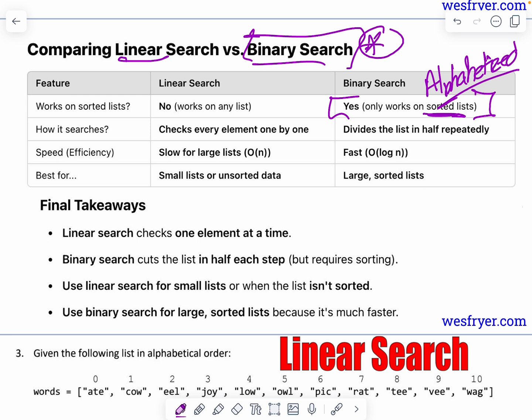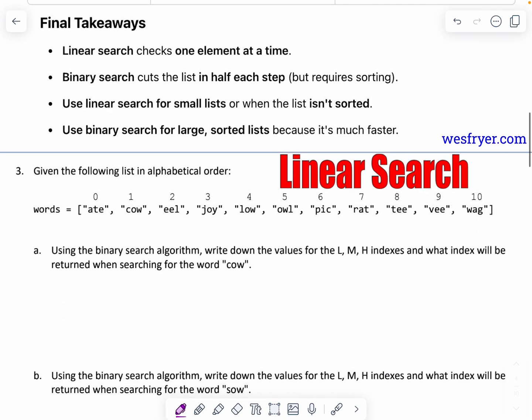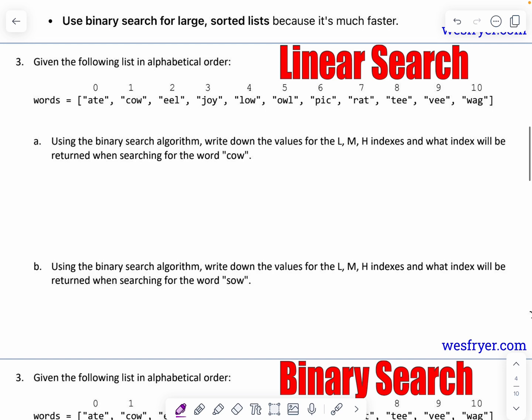So linear search checks everything one by one. Binary search is going to be dividing the list in half repeatedly. And so linear is going to be slow for large lists. It's still doable, but the binary is the one that we're really going to like because it's going to be faster with large lists, okay? So those are kind of the key takeaways here. So let's look at problem 3.